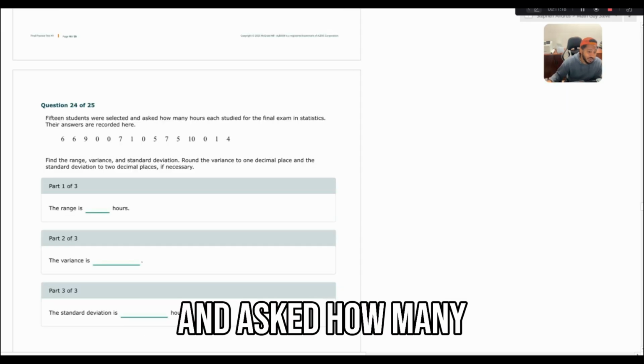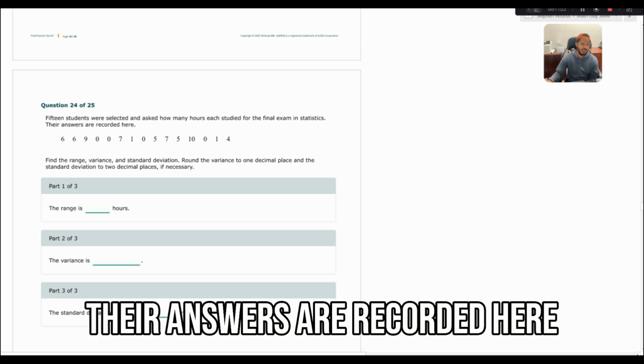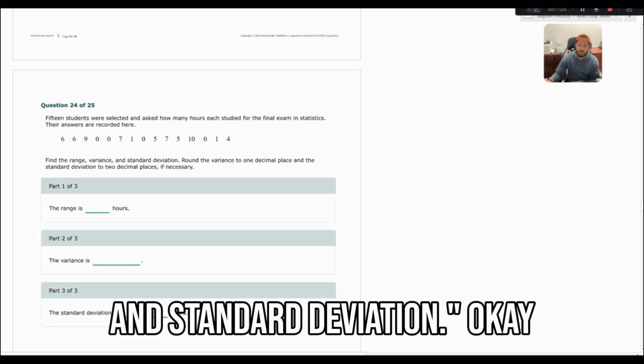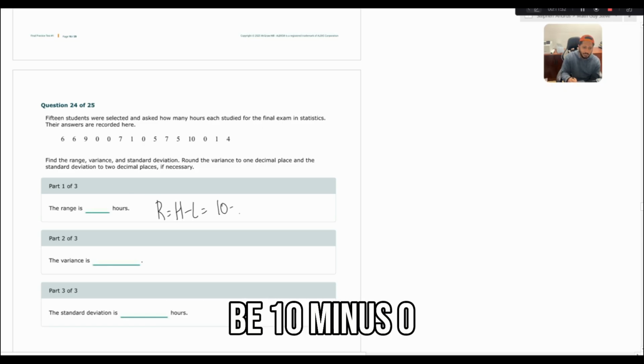So 15 students were selected and asked how many hours each studied for the final exam in statistics. Their answers are recorded here. Find the range, variance, and standard deviation. Okay, so how do we find the range? Remember, the range is just the highest minus the lowest. So here that'd be 10 minus 0, which is just 10.